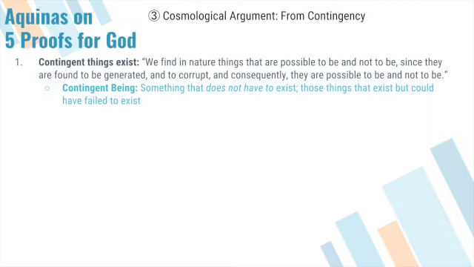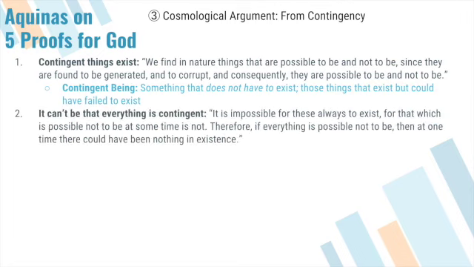That's contingent being, something that does not have to exist. Those things that exist but could have failed to exist, right? Second, his next proposition is it can't be that everything is contingent. It is impossible for these always to exist. For that which is impossible not to be at some time is not. Therefore, if everything is possible not to be, then at one time there could have been nothing in existence.